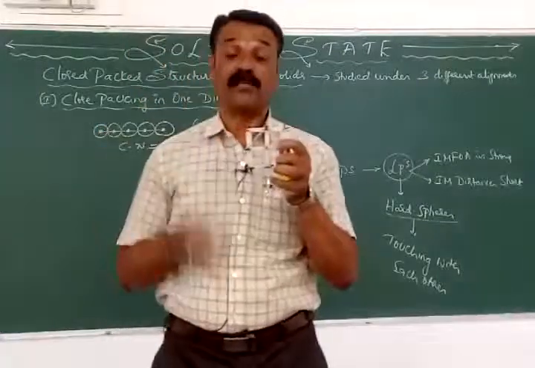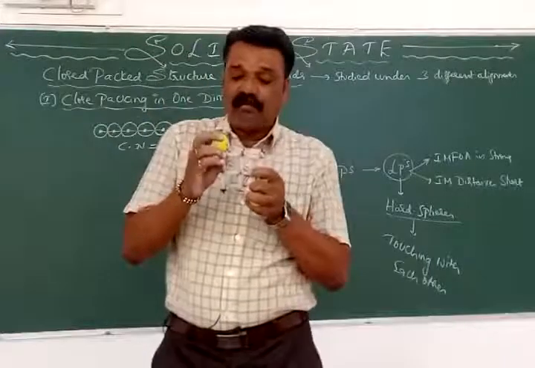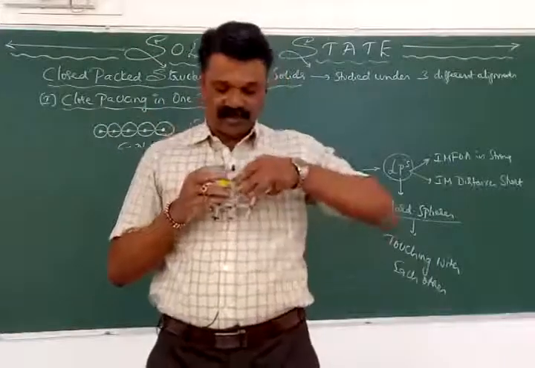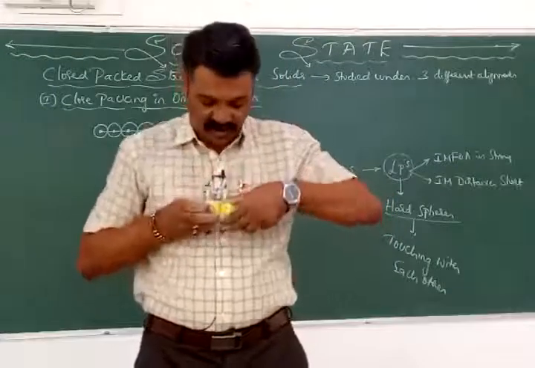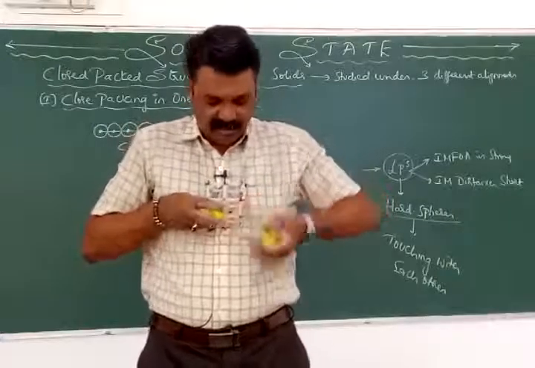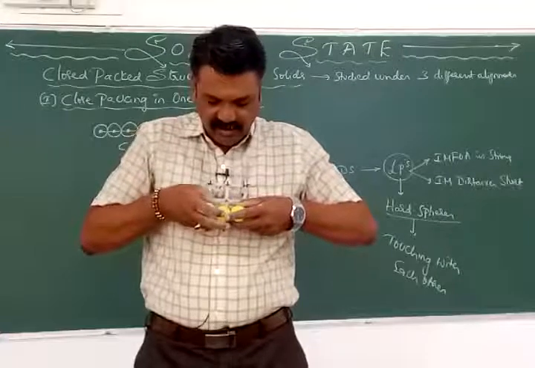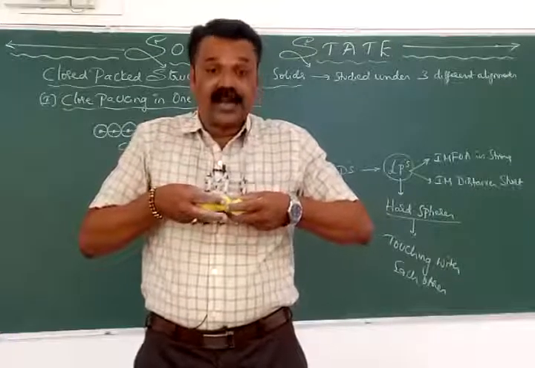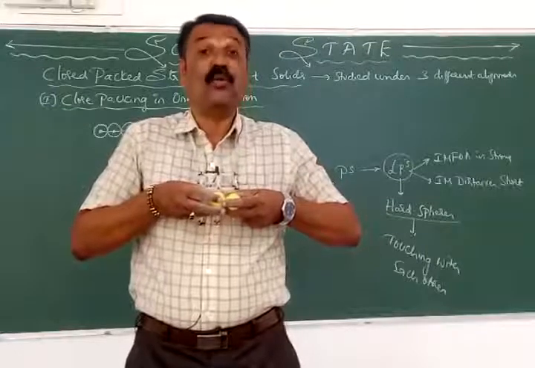As if the particles are not touching. But how do we show that the particles are touching here? When I put the ball like this and I put the ball like this, now these two spheres are touching each other. Let's have the third one here like this. It means these are the linear arrangement of the solid state with respect to one dimension.